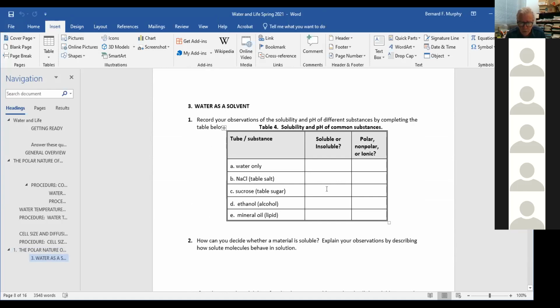Does sugar dissolve in water? Yes. Yeah, that's kind of obvious. So that's polar. Does alcohol dissolve in water? Well, have you heard of mixed drinks? So alcohol is soluble. It's polar. But what about the mineral oil? No, it's not soluble in water. It's non-polar. That's the only one that's non-polar.